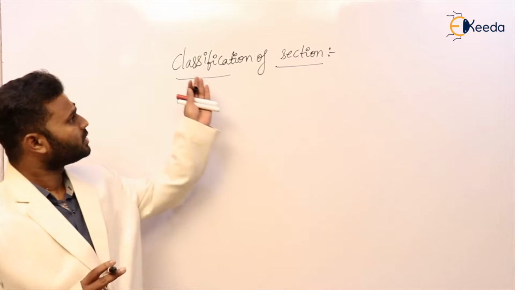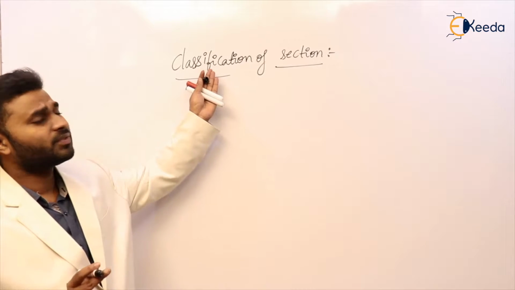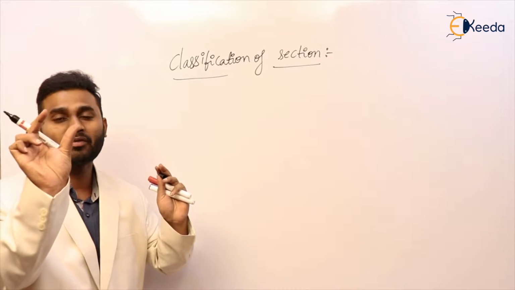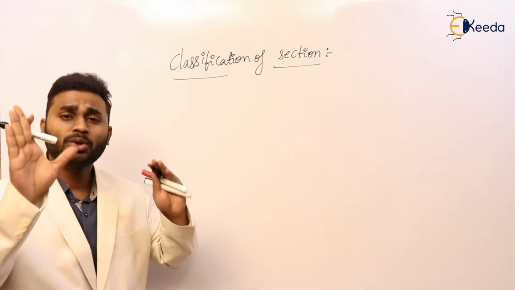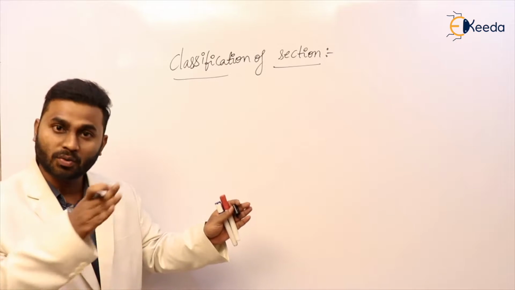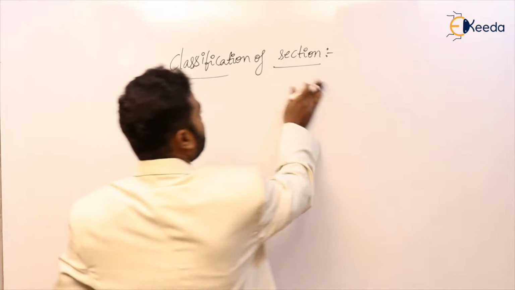So the concept is classification of section. As we discussed, classification of section is nothing but we are going to use one type of cross section, mostly I section, no doubt. That I section is going to be classified based on some criteria. So what is that we are going to see now?